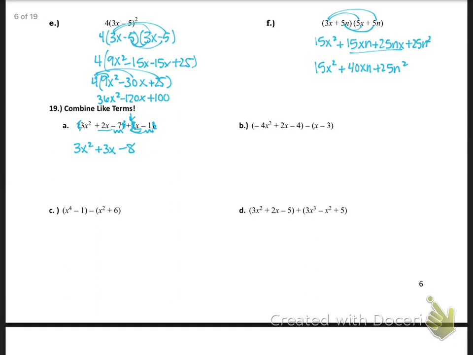Okay, this one, distributing a negative 1 does change things. So he's going to become a negative 1x plus 3, and then I still have all this stuff in the front. So negative 4x squared doesn't have a buddy. 2x minus x is 1x. Negative 4 plus 3 is negative 1.